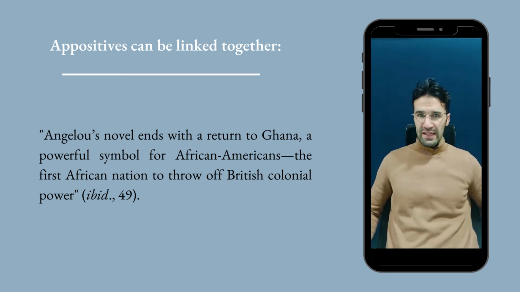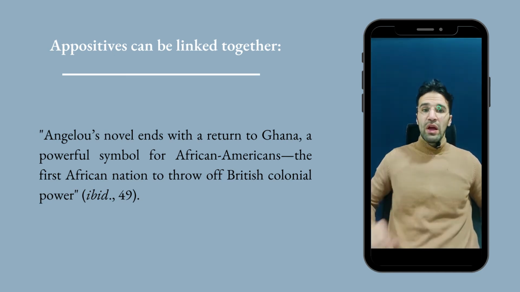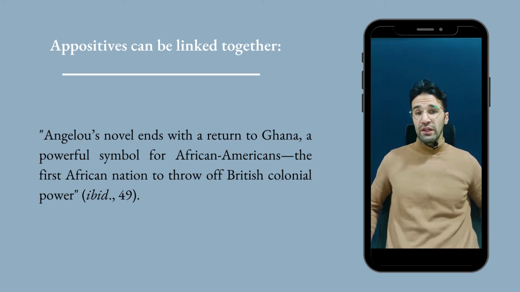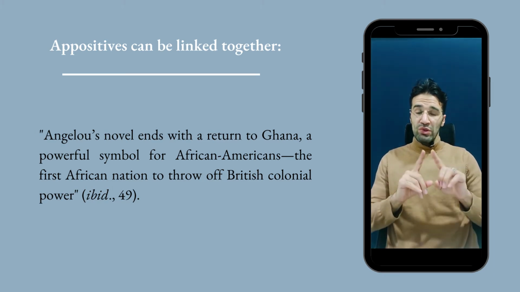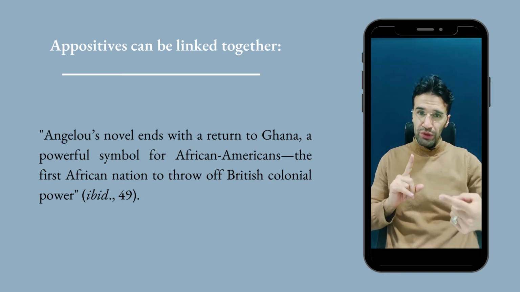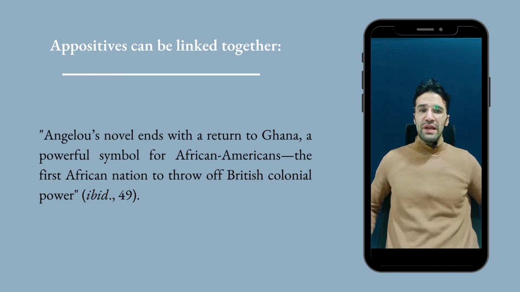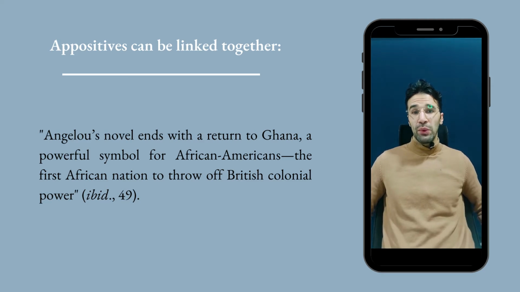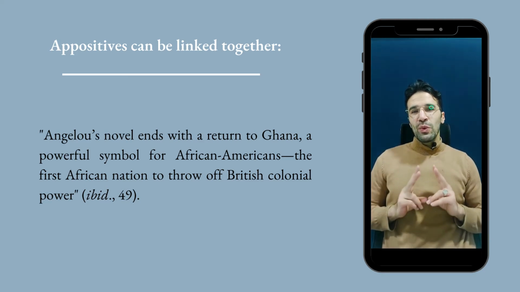This is the revised sentence. Angelou's novel ends with a return to Ghana. Appositive: a powerful symbol for African Americans. Now there is a long dash. Now there is another appositive: the first African nation to throw off British colonial power. Here we have two appositives.